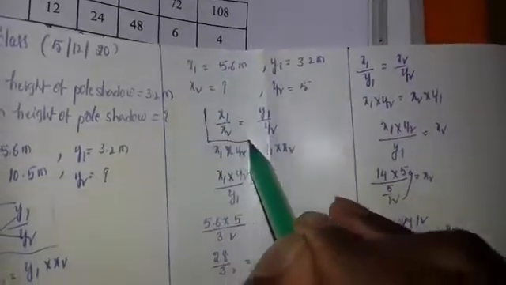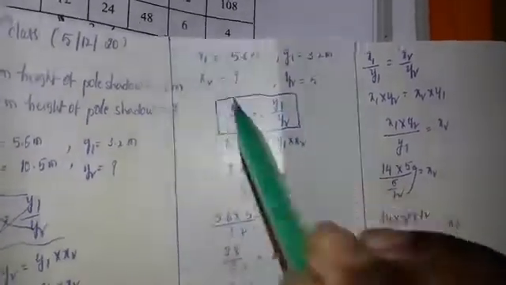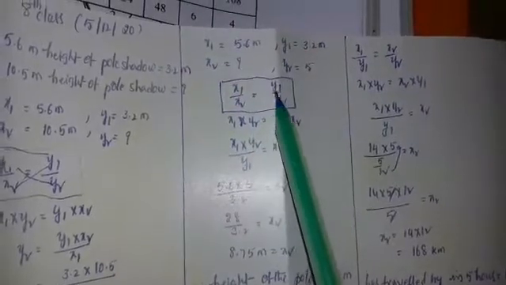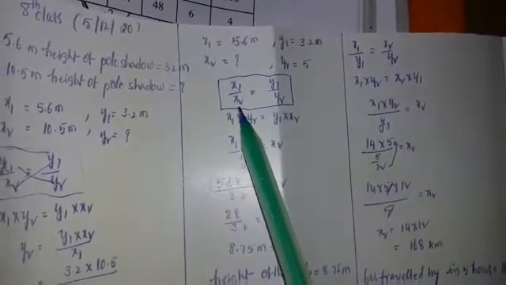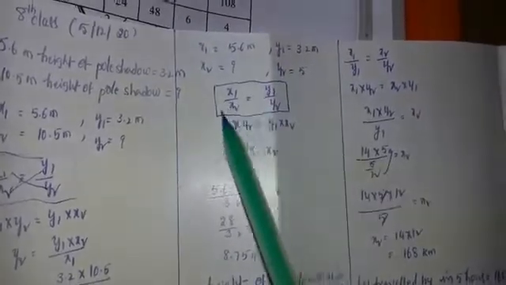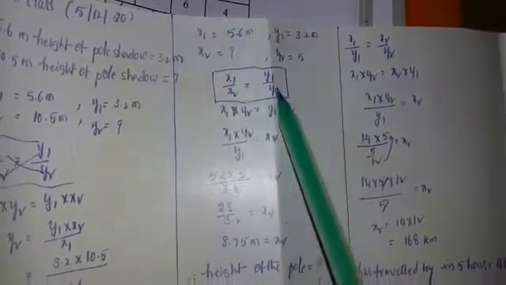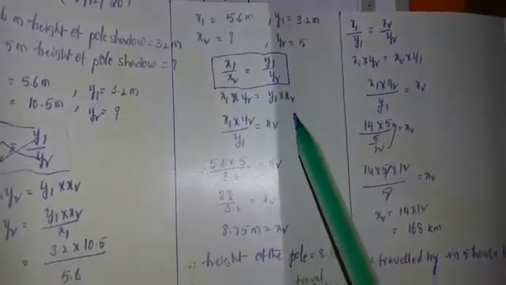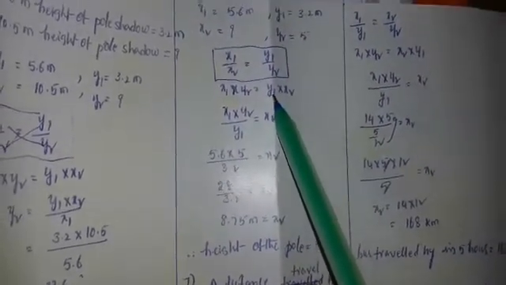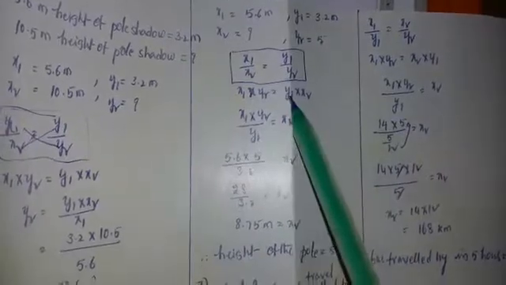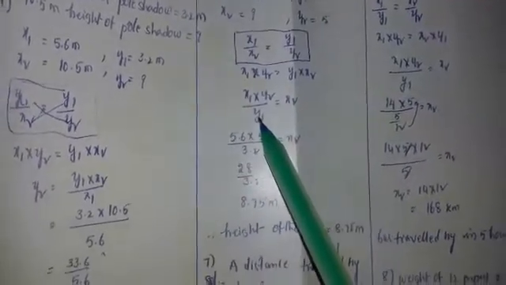We have to find this one. So please keep a box for this one formula. It is also direct proportion. x1 by x2 is equal to y1 by y2. We need the x2 value, so do cross multiplication: x1 into y2 is equal to y1 into x2. We need the x2 value, that's why y1 transfers to the left hand side, and the multiplication converts into division.